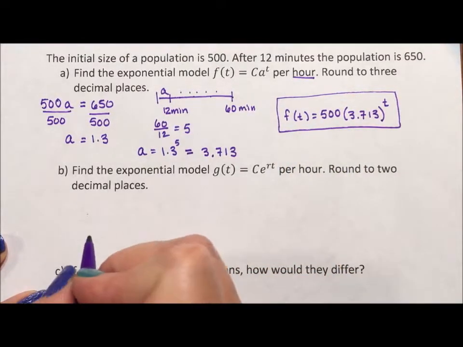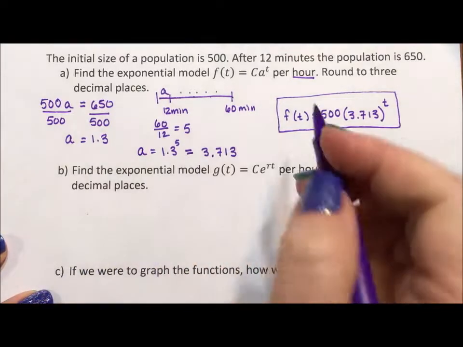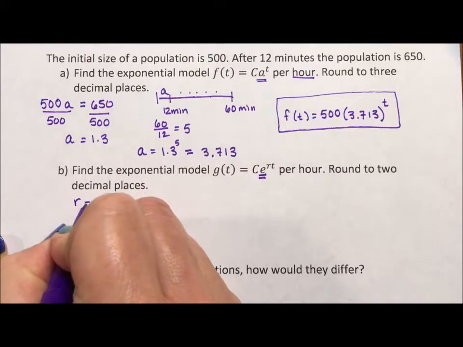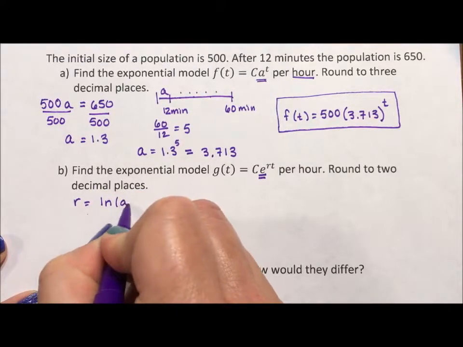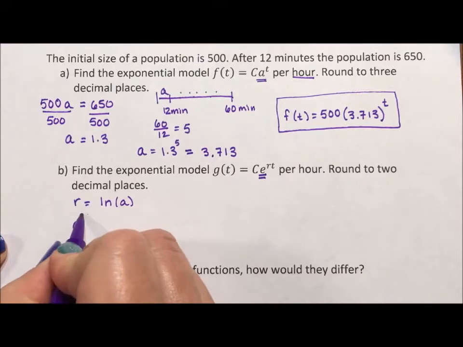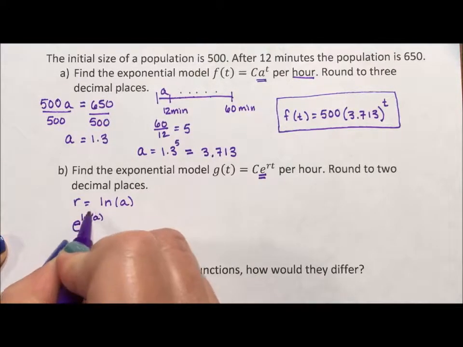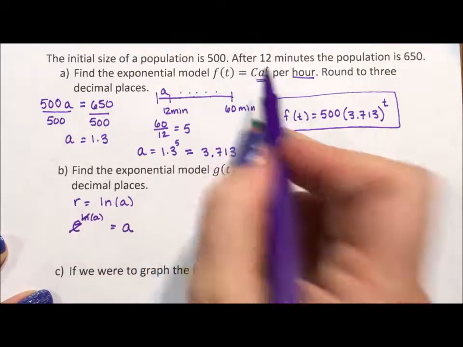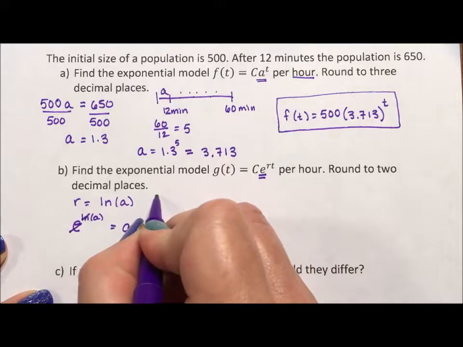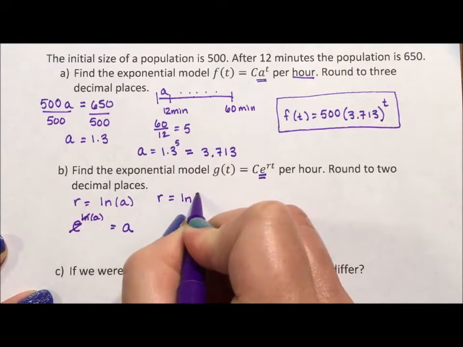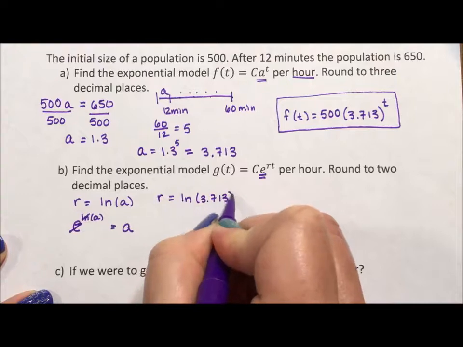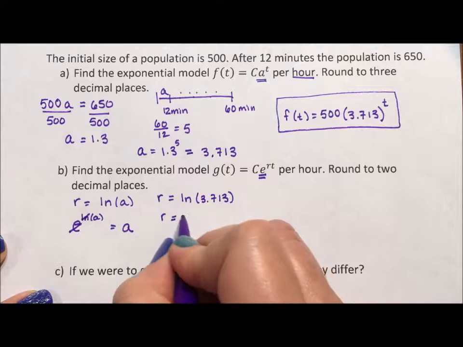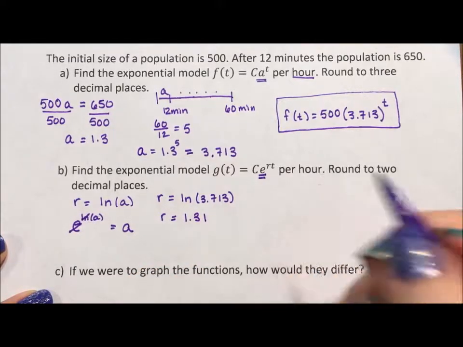The instantaneous function uses e to the rt to turn a into e to the r. r is equal to the natural log of a. This makes sense because if we had e to the natural log of a, e and natural log are inverses, so they undo each other, and that would leave you with the initial a that we started off with. So we're going to say r is equal to the natural log of 3.713. So r is equal to 1.31. So now we have everything we need.